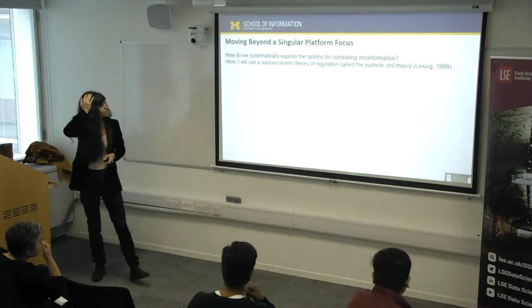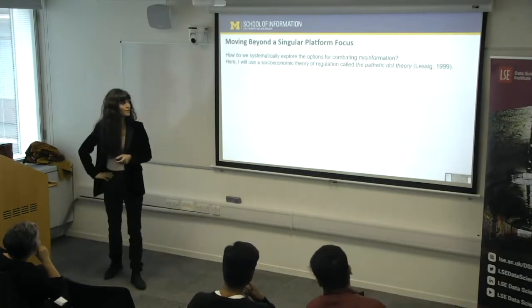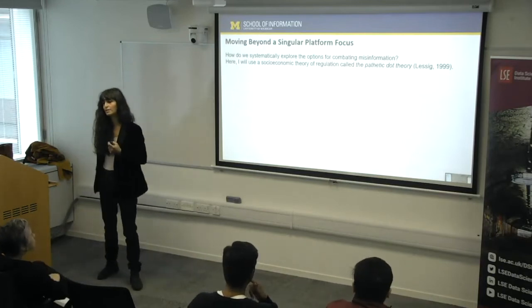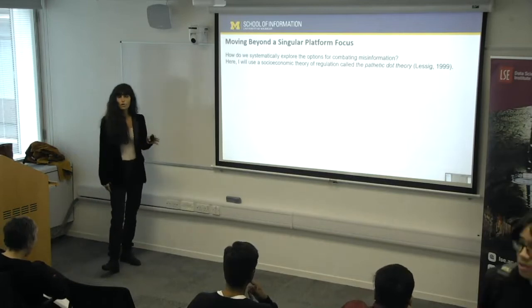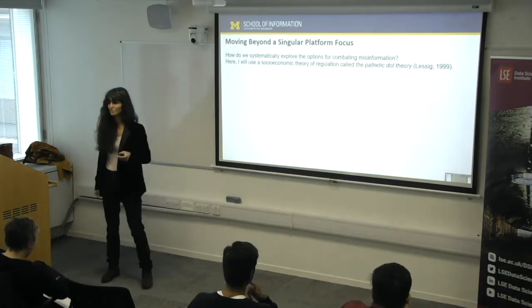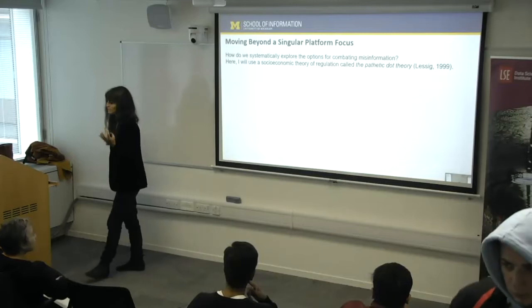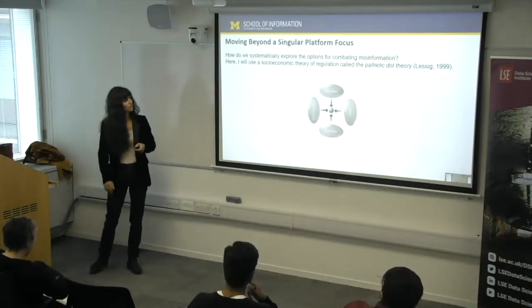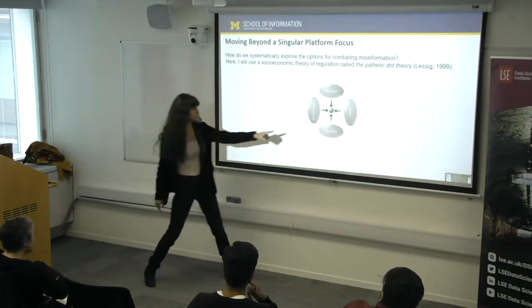I've been relying on the socioeconomic theory of regulation called the pathetic dot theory, introduced by Larry Lessig in his 1999 book, Code 2.0, which is actually a really fascinating read. I highly recommend it. Lessig is a legal scholar. So according to this theory, our behaviors are this pathetic dot.